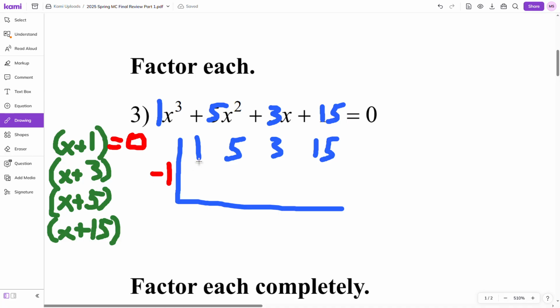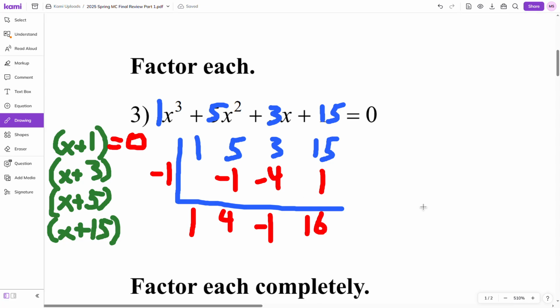So, again, if you're good so far, try pausing it again and see if you can get the rest of this. Otherwise, I'm just going to keep moving. 1 plus nothing is 1. And 1 times negative 1 is negative 1. 5 minus 1 is 4. And 4 times negative 1 is negative 4. 3 minus 4 is negative 1. And negative 1 times negative 1 is 1. And this added up to 16.